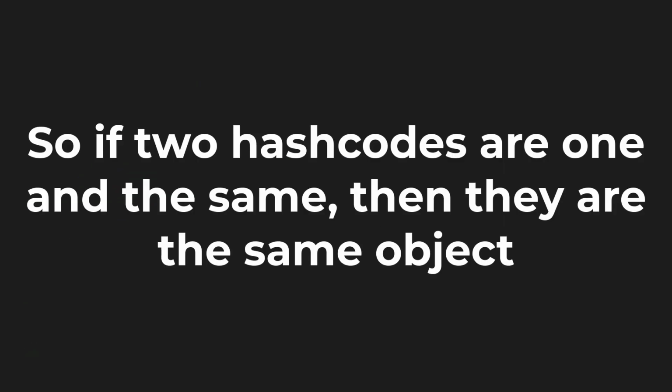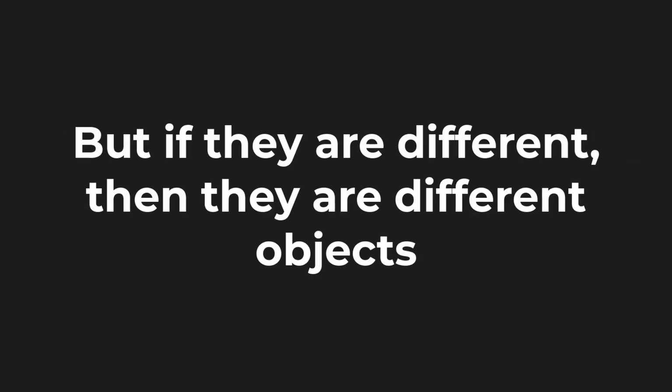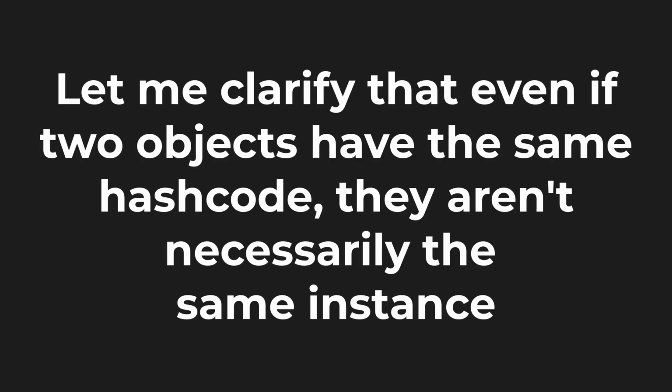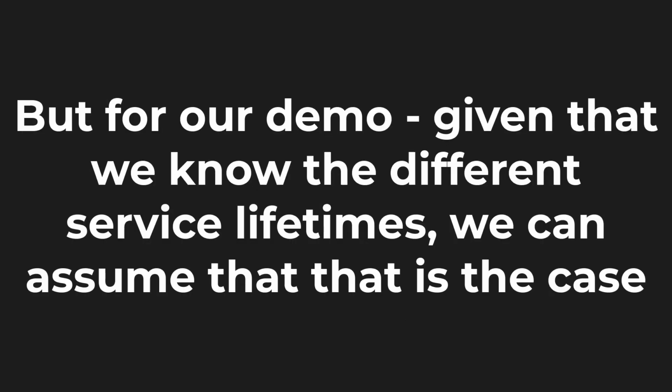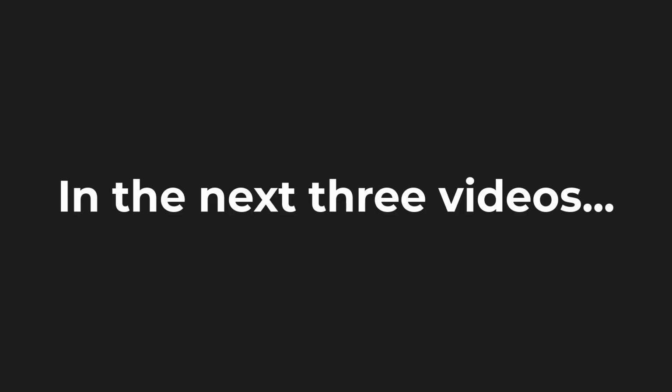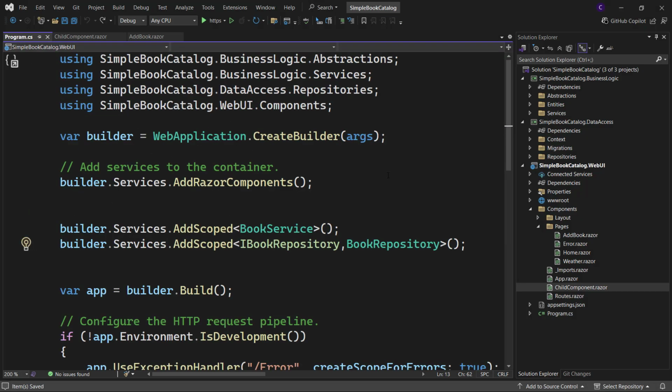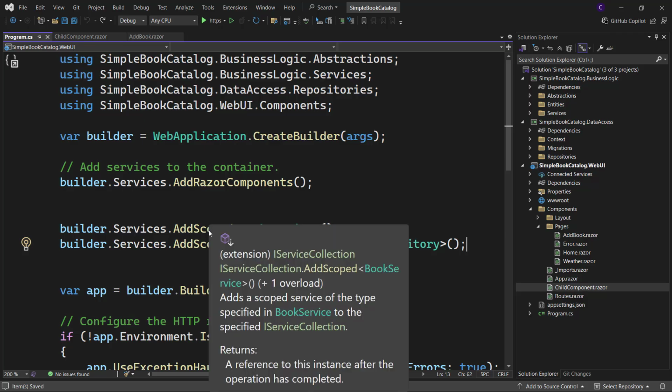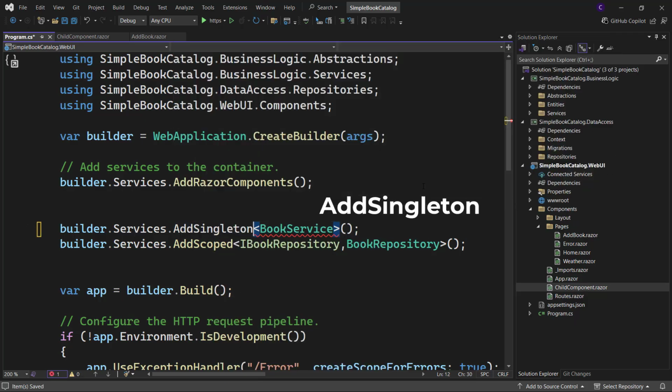So if two hash codes are one and the same, then they are the same object, but if they are different, then they are different objects. Let me clarify that even if two objects have the same hash code, they aren't necessarily the same instance. But for our demo, given that we know the different service lifetimes, we can assume that that is the case. So in the next 3 videos, we'll be going to the Program.cs class file and play with the different lifetime methods such as AddSingleton, AddScoped, and AddTransient, and see their behavior.